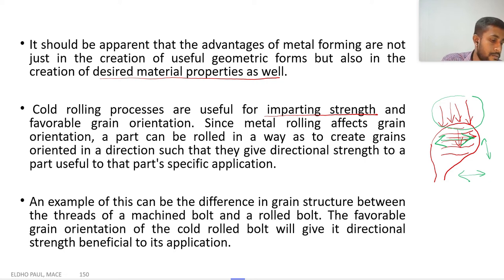So that is also a possible aspect regarding this cold rolling process. An example of this can be the difference in grain structure between the threads of the machined bolts and rolled threads. We already discussed that the machined bolts and rolled bolts have a different grain structure. One is a cut grain structure, another one is a deformed grain structure. The favorable grain orientation of the cold rolled bolt will give directional strength benefits to its application.